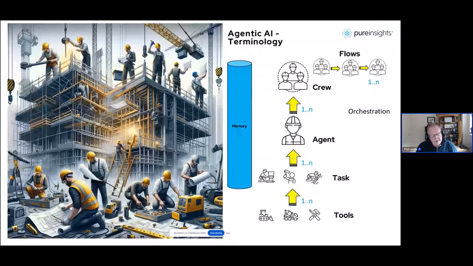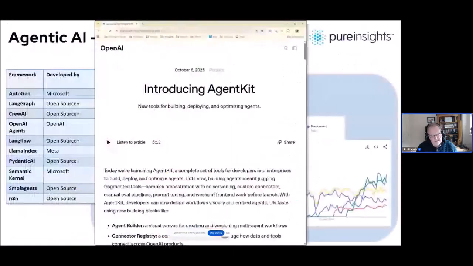So we talked about terminology there, but there are frameworks as well. Okay, and this is just one from October the 6th. It's just literally just a couple of days ago. OpenAI announced a modified or an updated version of their agent kit. And this is changing just like LLMs, just like search engines, vector search engines to some degree. It's changing almost every day under our feet. And we're constantly monitoring what's going on in the industry.